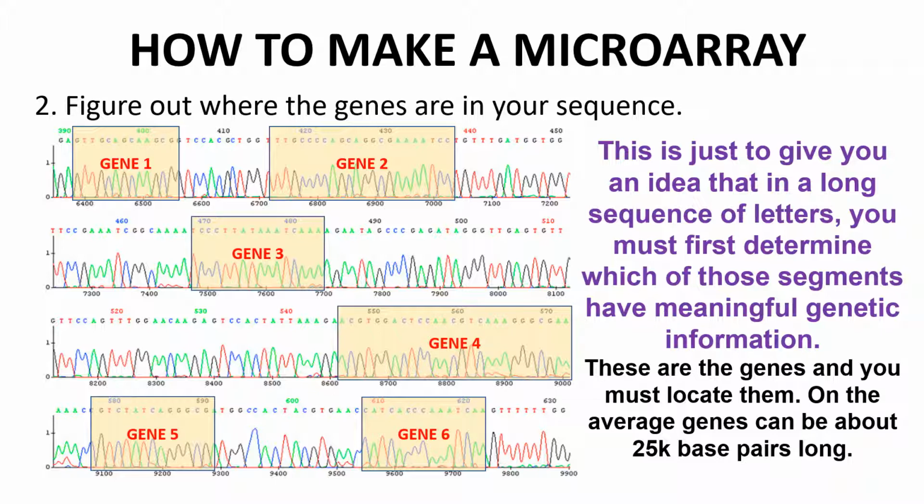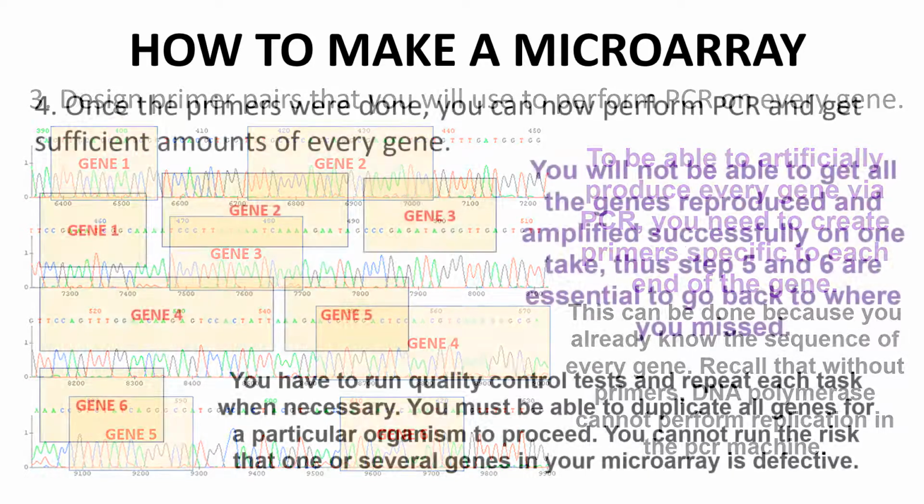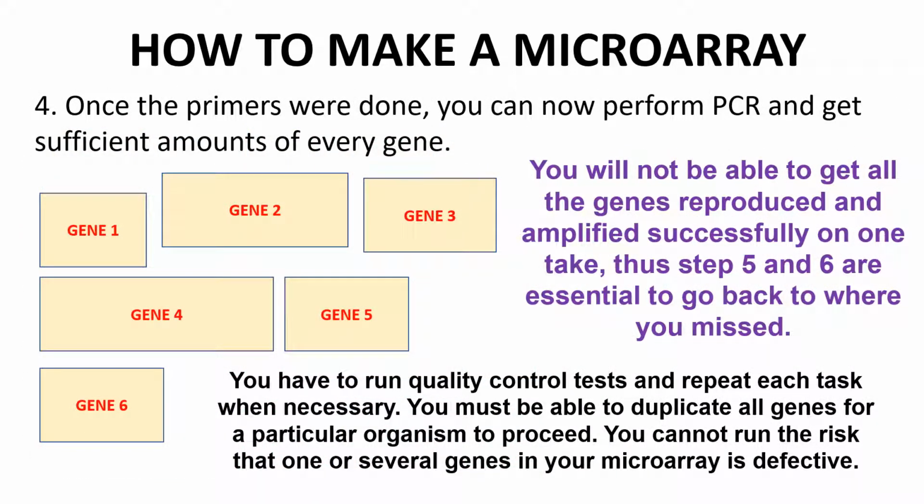Now, the goal of knowing all the genes is of course to be able to amplify each gene so you can get adequate amounts to place on your microarray slide. Now, you can only do this via PCR, so you must also create all the primers needed for all these genes. Now, in step 4, you will now be performing PCR and you'll get sufficient amounts of gene fragments that you can stick on your microarray slide.